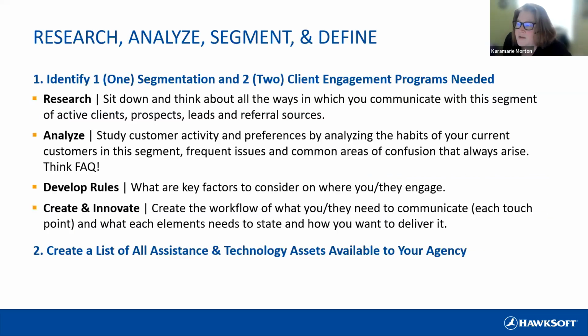The homework assignment was to do research, to analyze your data, to identify a segment with a problem that you have, and to start defining the problem. So you were to identify one segment from the research and analysis that you did, and find and define two client engagement programs that are needed. Not write them all out, but what was needed. You worked through this through research, analyze, develop rules, create and innovate, utilizing the segmentation rules that I had given you, as well as creating a list of all your assistive and technology assets available to your agency.